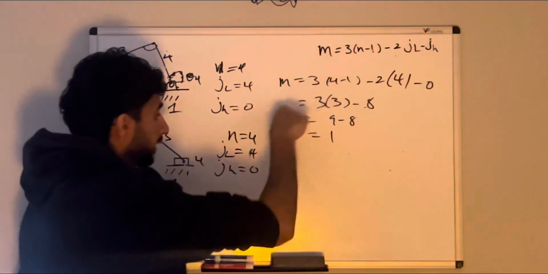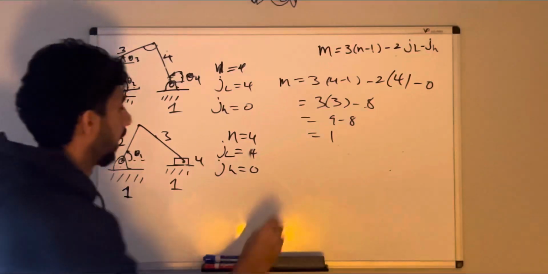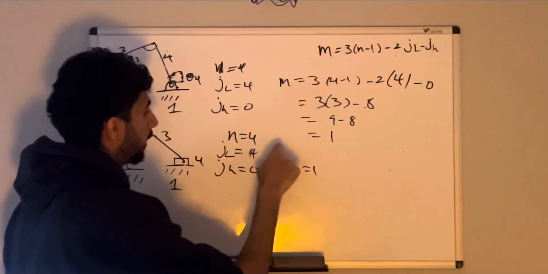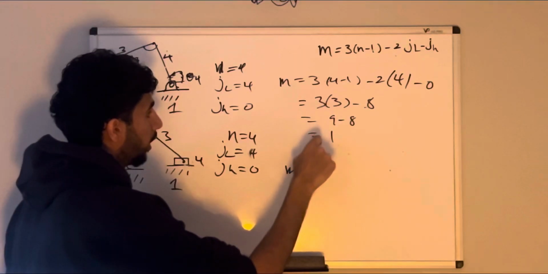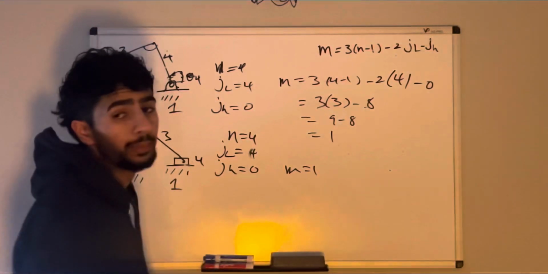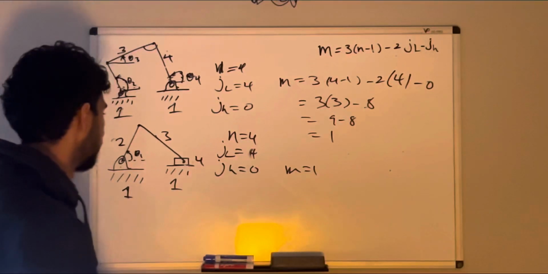So again, the same numbers here. The mobility would be 1 for this because you're doing 3 times (4 minus 1), which is 9, minus 2 times 4, which is 8. That becomes 9 minus 8, which is 1 again. So the mobility is 1 here.